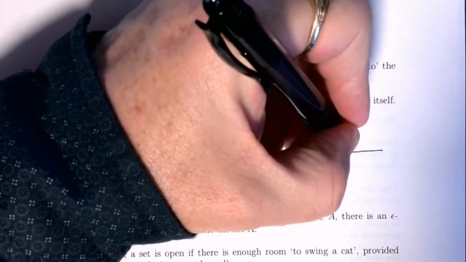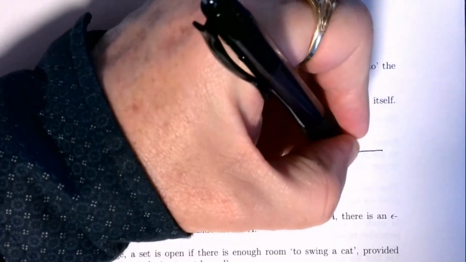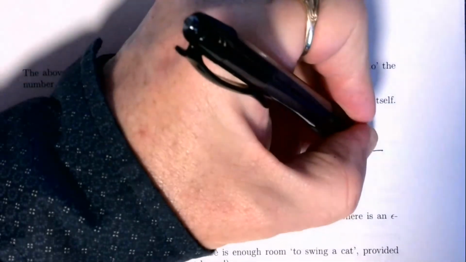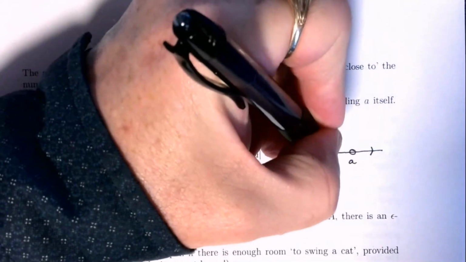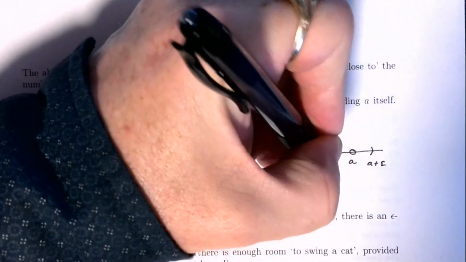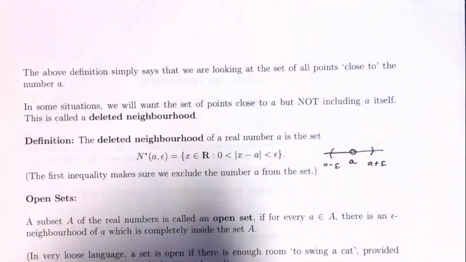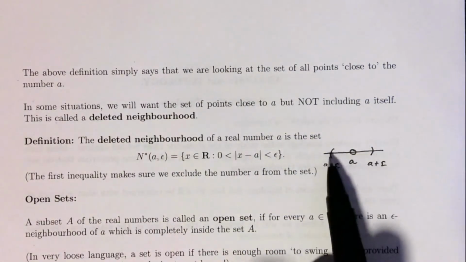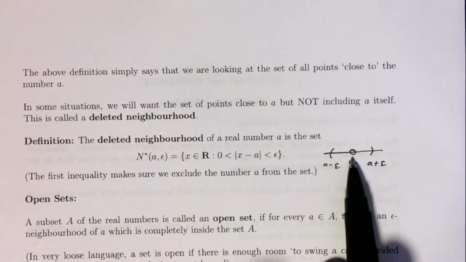So graphically, again, this set simply looks like this. This time we're excluding the point A, so put an open circle there. We want all the points that are between A plus epsilon and A minus epsilon. But it's an open interval, so we're excluding the 2 endpoints, and we're also excluding the point here. And that's called a deleted neighbourhood.